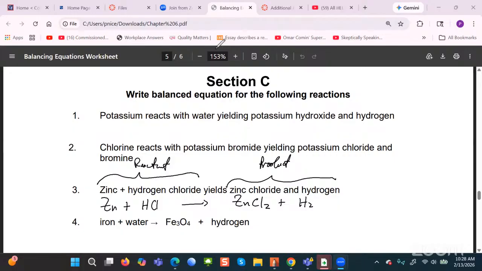Okay, let's see what this person says. Somebody is saying that we should put a 2 here. Not sure I agree with that, because you already have one zinc here and you don't need to put a 2 there to balance that zinc.